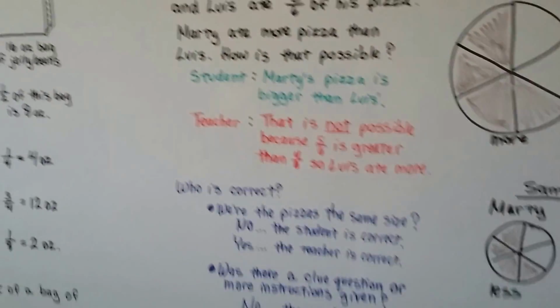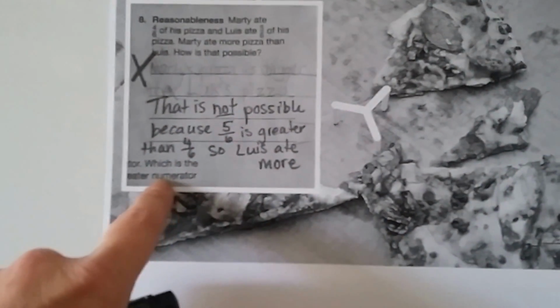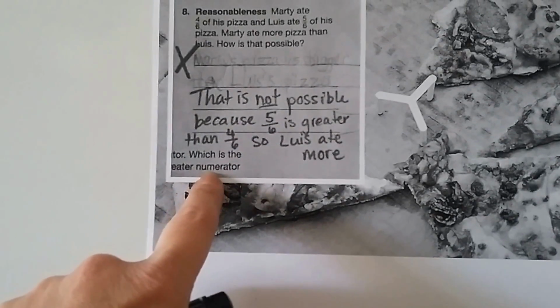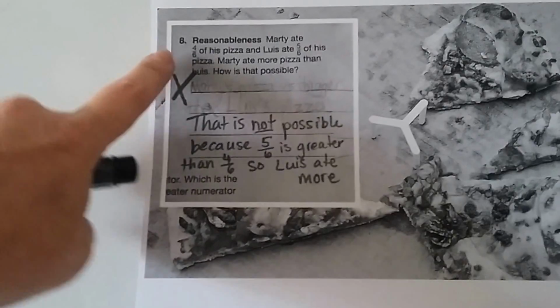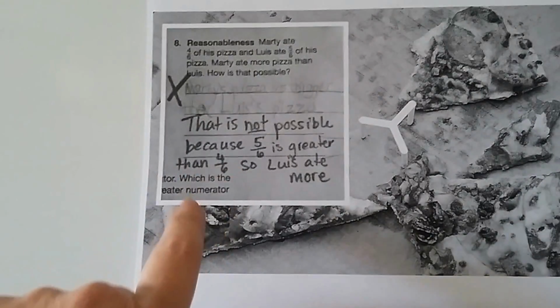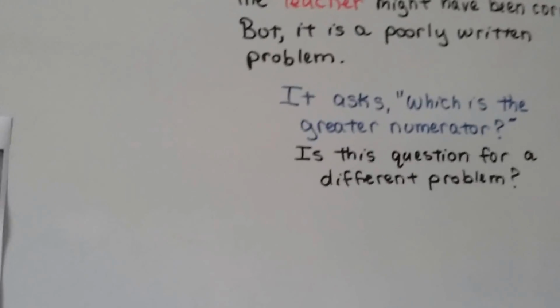Now, there's one thing I did notice in this picture. Do you see this right here? It says, which is the, and it looks like greater numerator. Well, if this is part of this number 8 question, then the teacher's correct because it's asking which is the greater numerator. Well, the 5 is. And the teacher might have been correct.